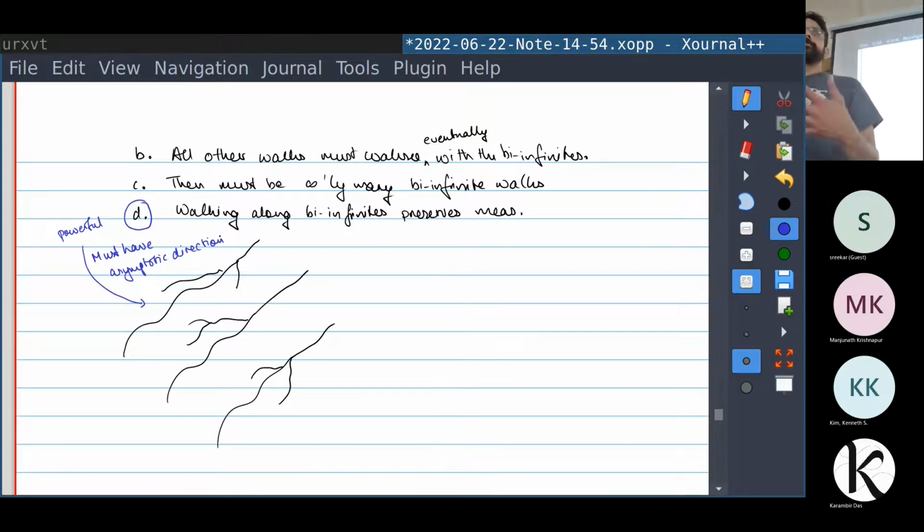Because of the ergodic theorem, you can ask, how many times do I see a right arrow? There's a density. How many times do I see an up arrow? There's a density by the ergodic theorem. And so there's some asymptotic velocity.